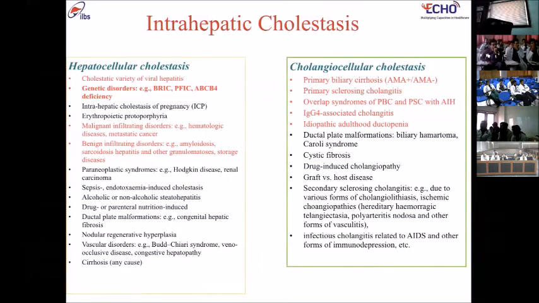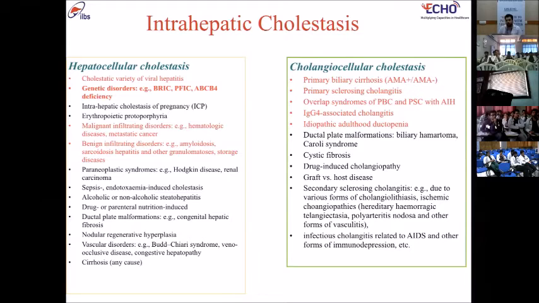If the patient is on prolonged TPN, or secondary to ductal plate malformation, it usually presents with a large liver, and the features of portal hypertension can point towards congenital hepatic fibrosis. Nodular regenerative hyperplasia secondary to vascular disorders can be Budd-Chiari, veno-occlusive disease, or congestive hepatopathy.